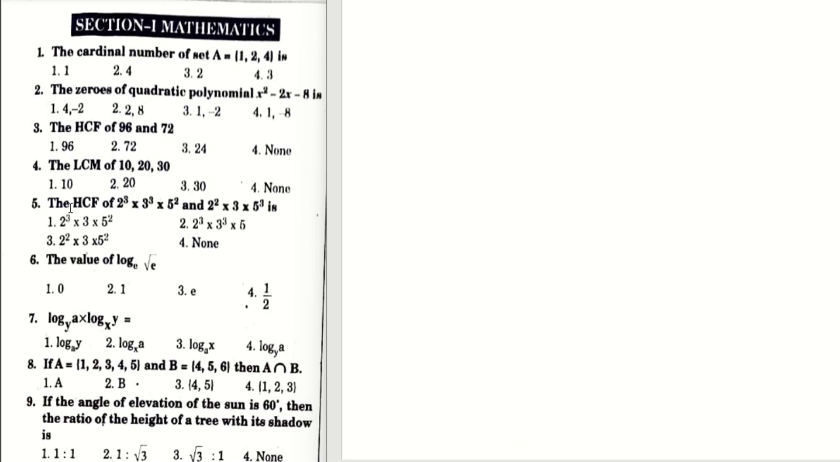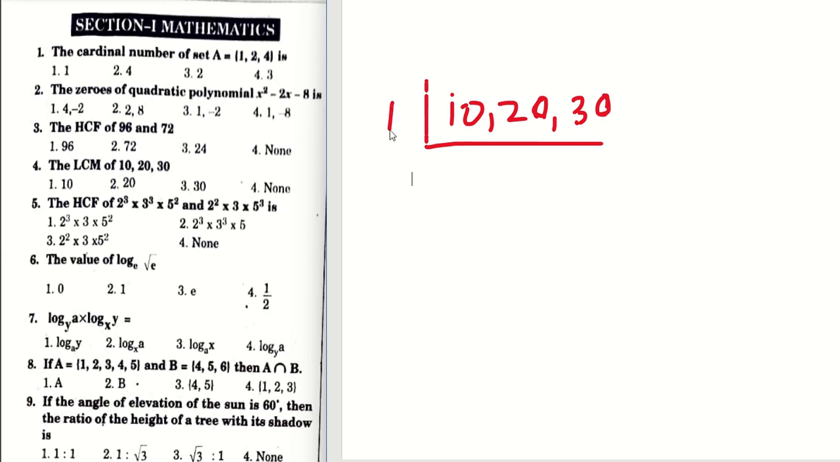Next question. The LCM of 10, 20 and 30. It's an easy question, right? As we know, how you can find out the LCM? 10, 20 and 30. Right? So obviously these 3 will go in which table? 10 table. Right? I can take up directly 10 here.